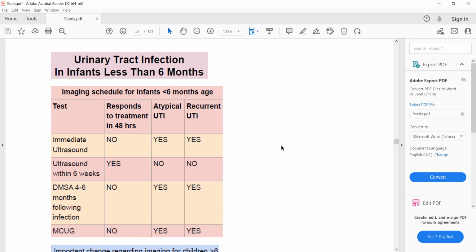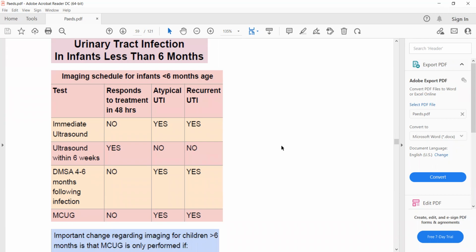Now, regarding the timing of ultrasound, immediate ultrasound or ultrasound within 4 to 6 weeks, we need to decide when to go for an immediate ultrasound and when to go for an ultrasound within 6 weeks. And remember that DMSA scan will always be done 4 to 6 months following an infection, while ultrasound can be done immediately or within 6 weeks of infection. So now let's do it.